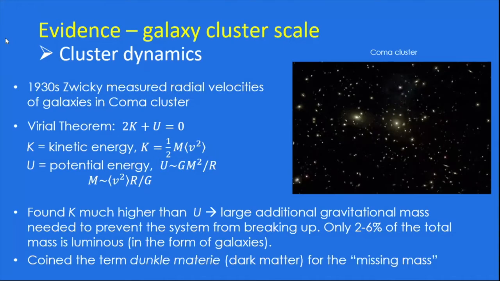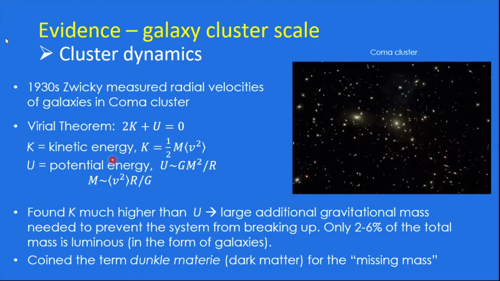This method was applied to the Coma cluster in the 1930s by Fritz Zwicky. Applying the virial theorem to the cluster, it is expected that 2 times kinetic energy plus potential energy equals 0, or that kinetic energy should equal minus half the potential energy to keep the cluster stable. From this relation, we can get the total mass of the cluster here.